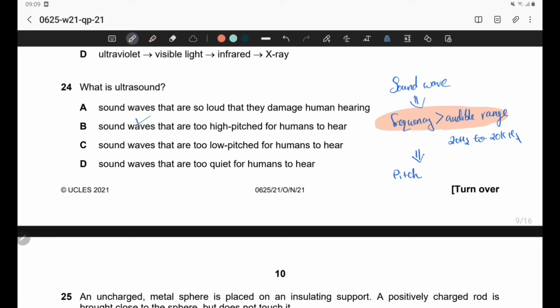It is a sound wave that is too high pitched. Too high pitched means too high frequency for humans to hear. Yes, humans cannot hear it as its frequency is greater than the audible range. Therefore, the correct answer is option B.